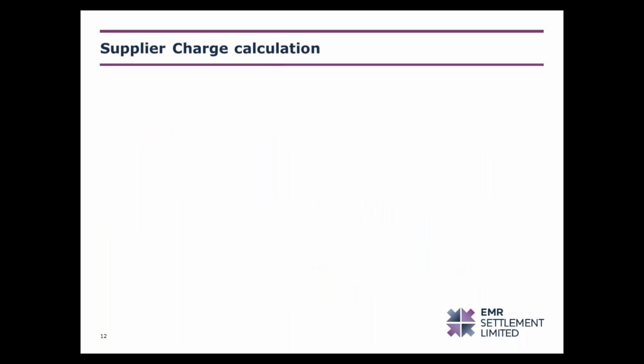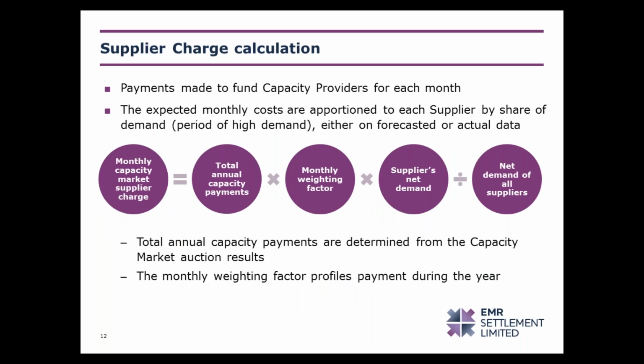So how do we calculate these? Payments are made to fund capacity providers for each month, so they're inherently linked. The expected monthly costs are apportioned to each supplier by share of demand. Remember, that's the period of high demand, either on forecasted or then eventually actual data. The total annual capacity payments are determined from the capacity market auction results. And the monthly weighting factor profiles are applied to make the payments during the year higher in the months where a stress event is more likely, so during the winter months.